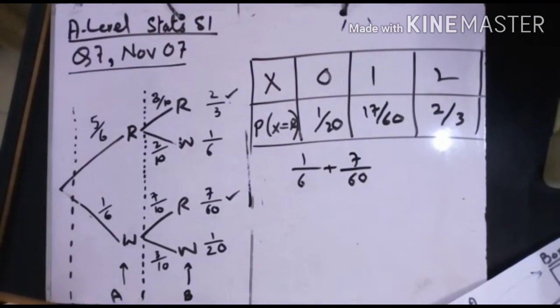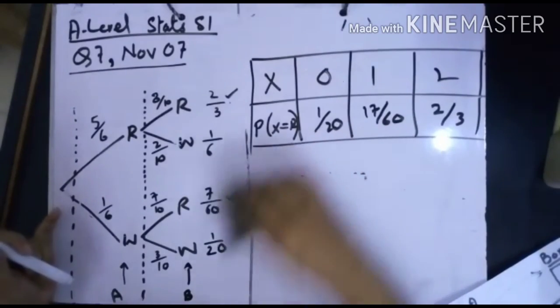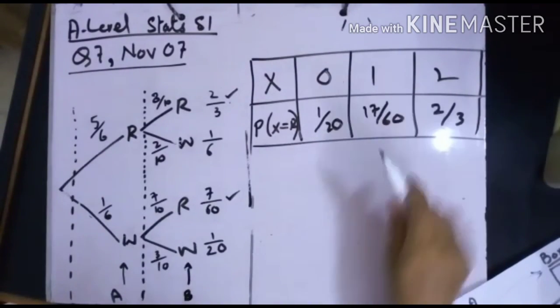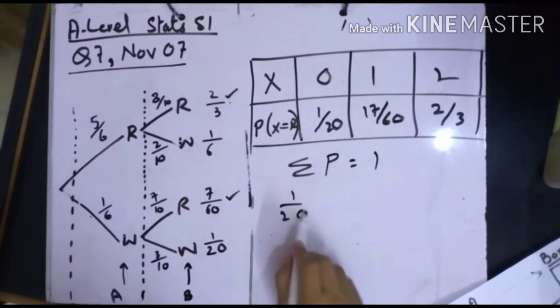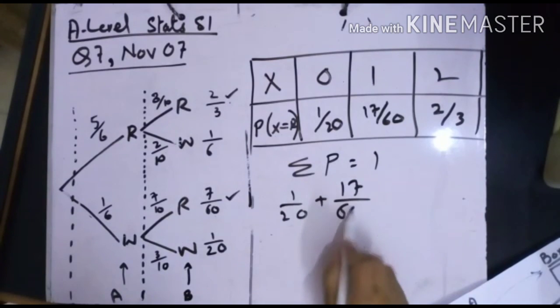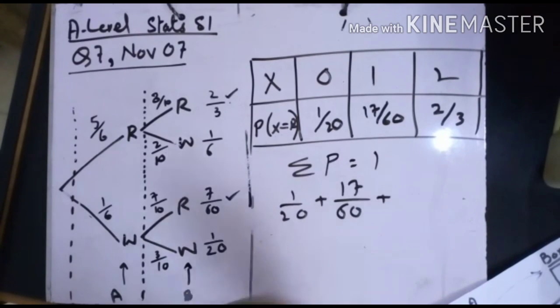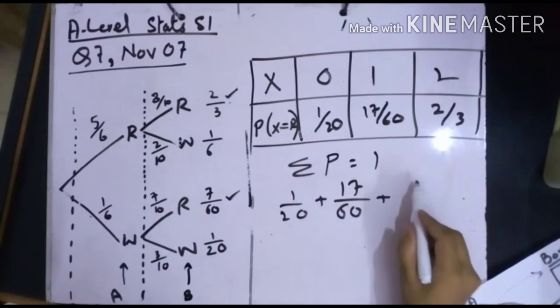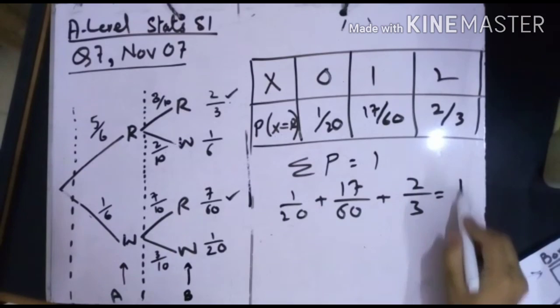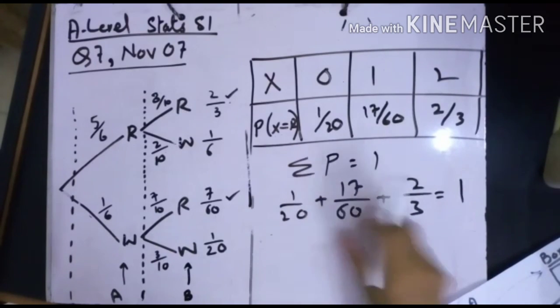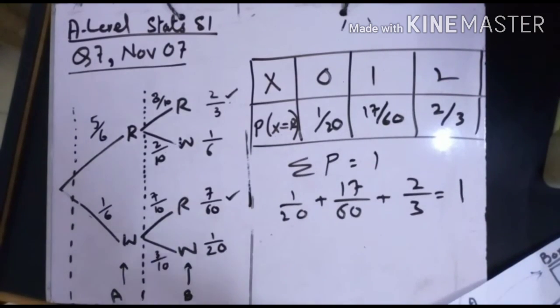Draw up a table to show the probability distribution. Yes, this is the probability distribution table. We can cross check it by adding all the probabilities, and we know that the summation of all the probabilities is always 1. So 1 over 20 plus 17 over 60 plus 2 over 3. The answer should be 1. The total of all the probabilities is always 1. Okay, thank you for watching.